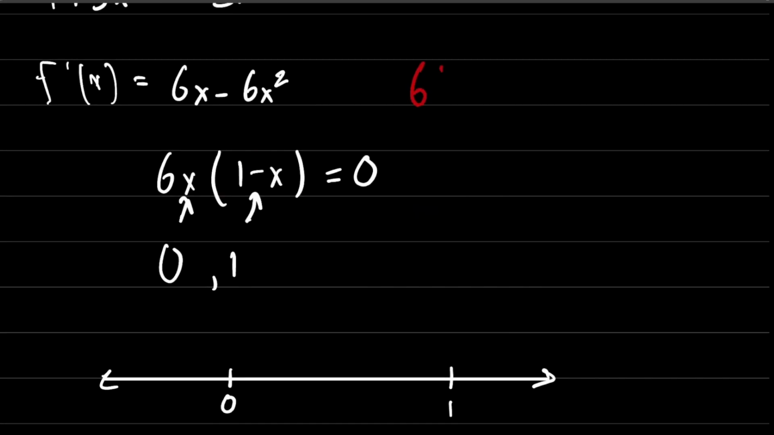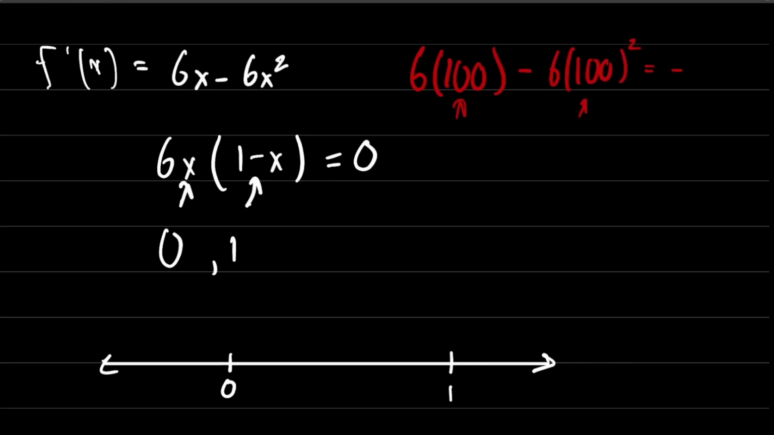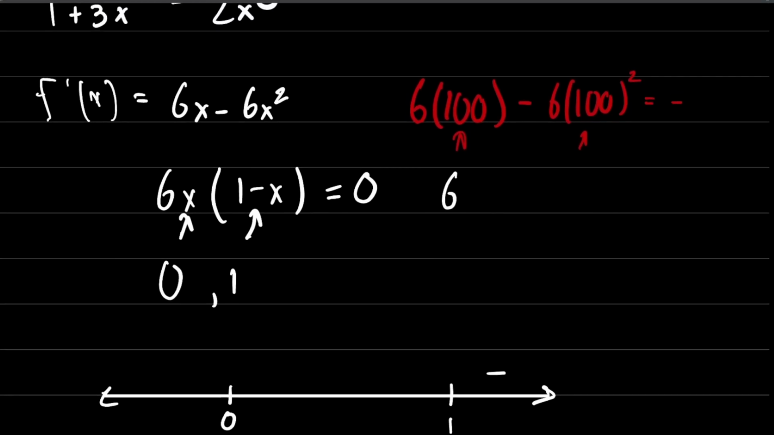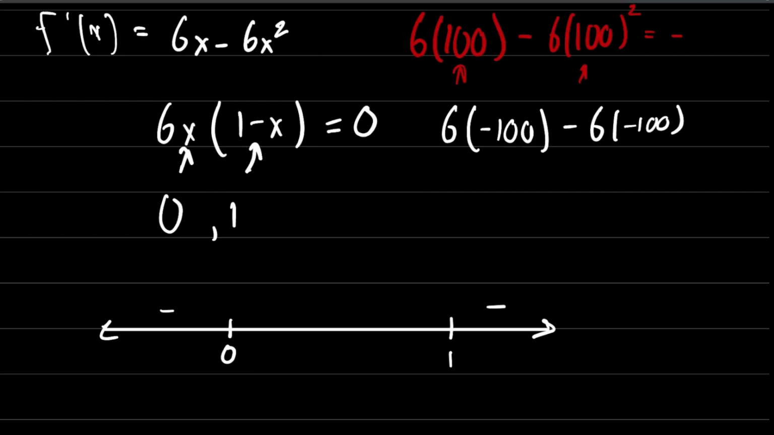So we say 6 times 100 minus 6 times 100 squared, or excuse me, 100 squared is going to be a negative number because this number is smaller than this number is. So any values greater than 1 are going to be negative. Then, if we take any values less than 0, we say 6 times negative 100 minus 6 times negative 100 squared. This ends up being a very small number subtracted by a very big number. So any values less than 0 are going to be negative as well.